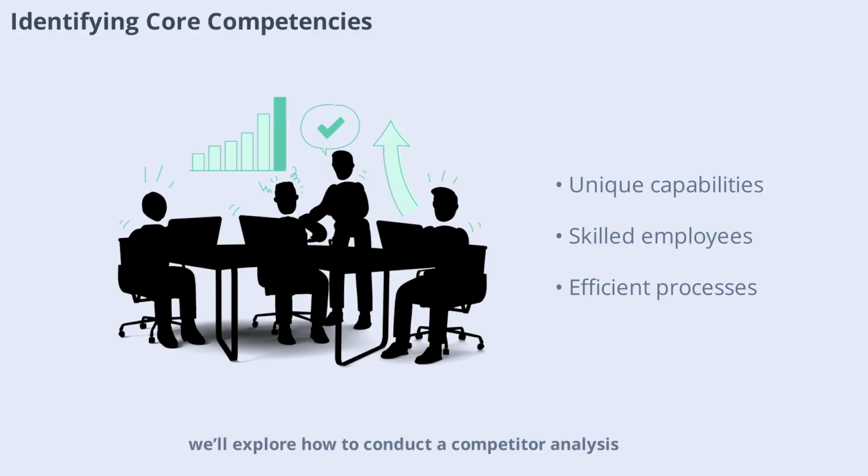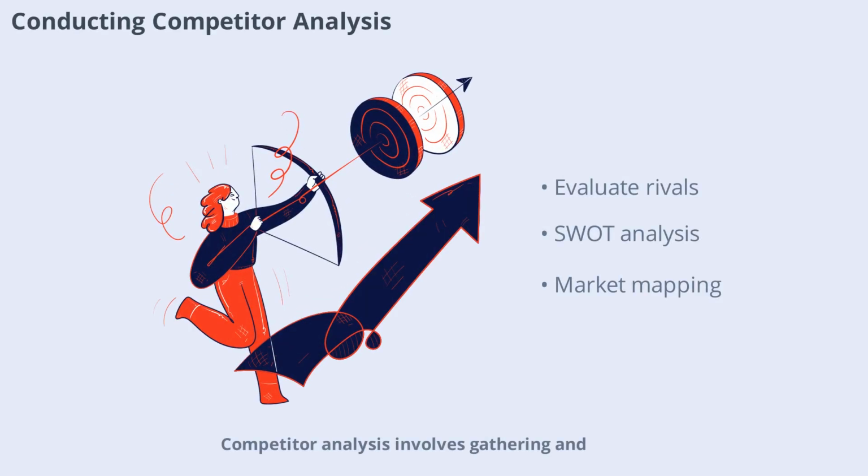In the next scene, we'll explore how to conduct a competitor analysis. Competitor analysis involves gathering and evaluating information about your rivals. This includes their strengths, weaknesses, strategies, and market positions. By understanding competitors, businesses can anticipate their moves and identify opportunities to differentiate. Tools like SWOT analysis, benchmarking, and market mapping are useful for this process.